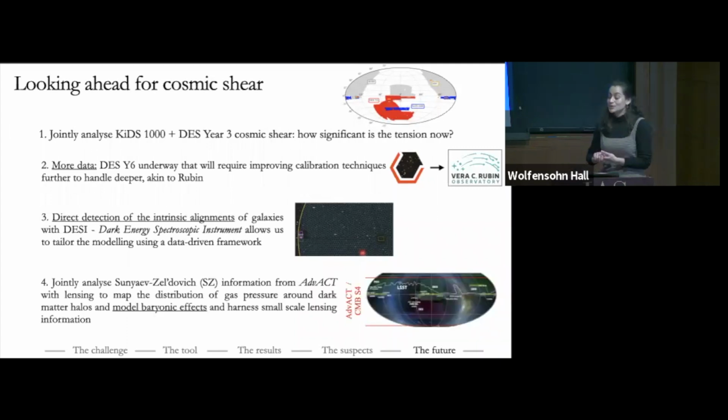And finally, we're currently doing a joint analysis with kinetic Sunyaev-Zeldovich information from Advanced ACT, so using Advanced ACT lensing and clustering data. Now the kSZ information maps the gas pressure around dark matter halos and it's proportional to gas density. And so it really helps us constrain that baryonic feedback and test against the simulations.